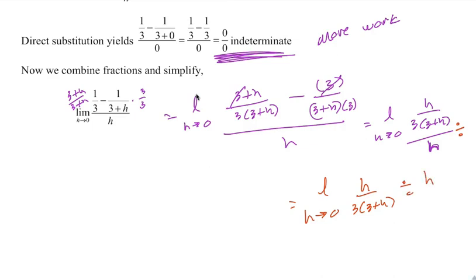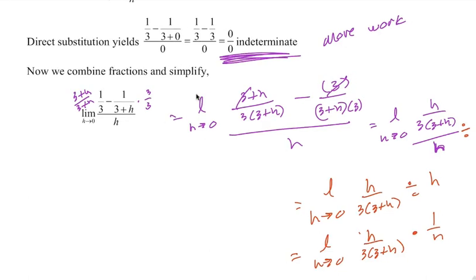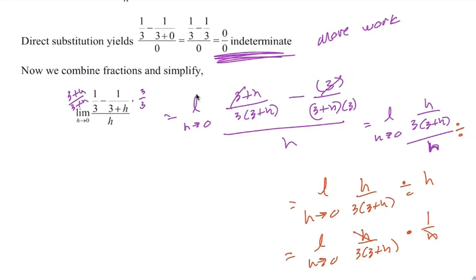Now you can go ahead and skip this step because we know what dividing means. It means multiply by the reciprocal. So if you want, just skip that step and go straight to here. This is h over 3 times 3 plus h, multiplied by the reciprocal, and then these cancel out because they match. And we have this limit, sorry for it being all over the place, of 1 over 3 times 3 plus h.